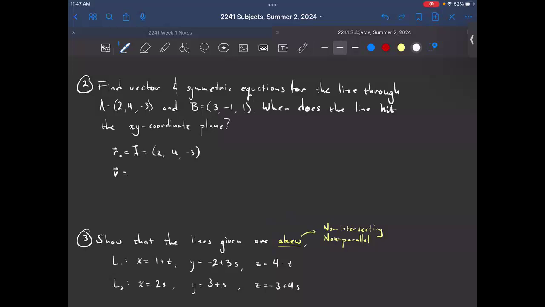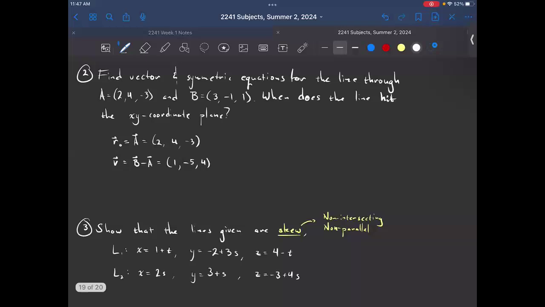What do we do now? We take our vector B, our point B, and use it along with A to make our vector. So we get 3 minus 2 is 1, -1 minus 4 is -5, and then 1 minus -3 is 4. Okay, so that'll be our direction vector.